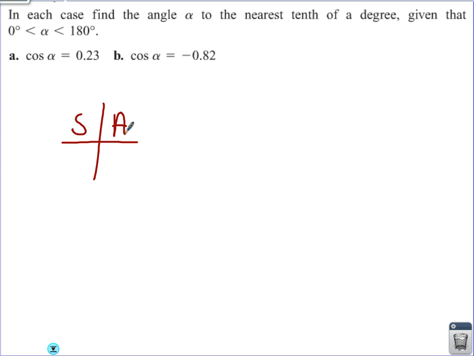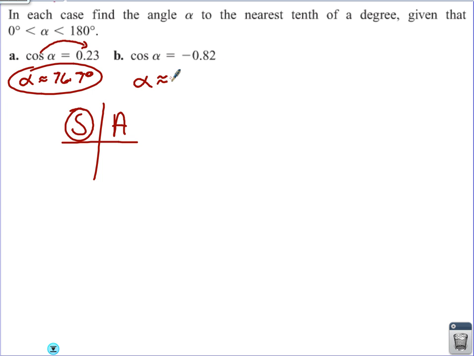You'll simply type in inverse cosine to get rid of your cosine there, and you're going to get a value of, to the nearest tenth, 76.7 degrees. And again, notice first quadrant. The second one, before we even work it out now, we know our answer is going to be bigger than 90, smaller than 180. We're somewhere in that second quadrant because that's where cosine is negative. We type inverse cosine in, and we get alpha is about 145.1.